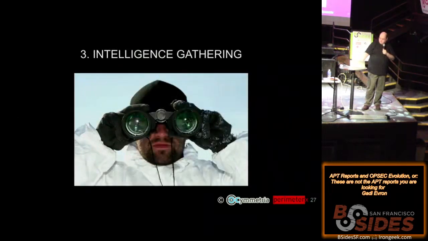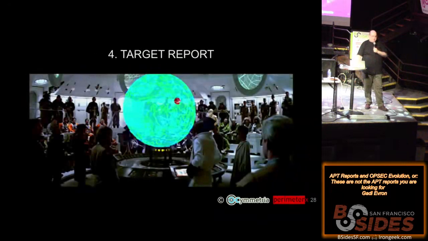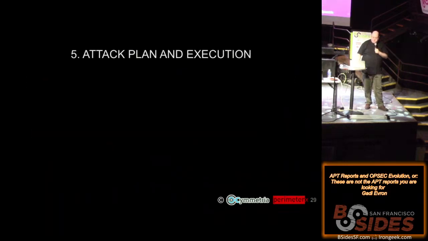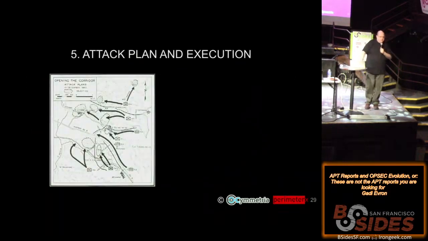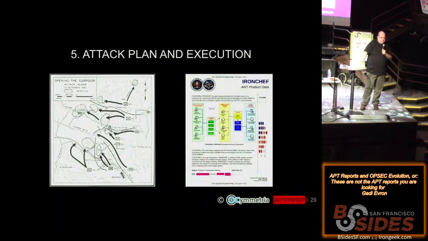Intelligence gathering, third step in our simplified model. First of all is the target report. You're trying to figure out what does the target look like, what am I going to face, all that stuff. Second is attack plan and execution. What is my plan of attack? And what tool or weapon would I like to use in order to execute the attack? Perfect. Next.